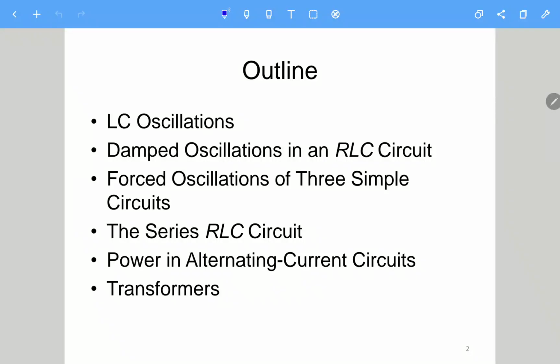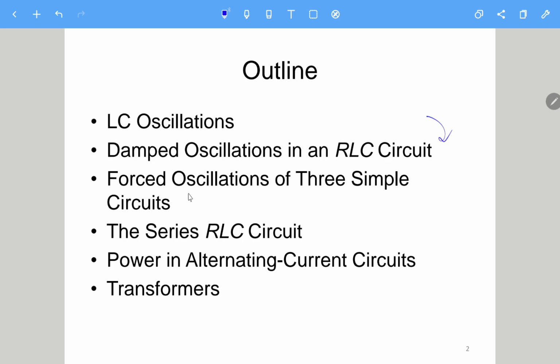Okay, so this is the outline of chapter 31. First we'll introduce the LC oscillator, and then we'll talk about the damped oscillation in the RLC circuit. This is a more complicated one than the LC oscillation. For the LC oscillation, we do not assume there is any energy loss. For the damped oscillation, there is a resistor to absorb some of the energy.